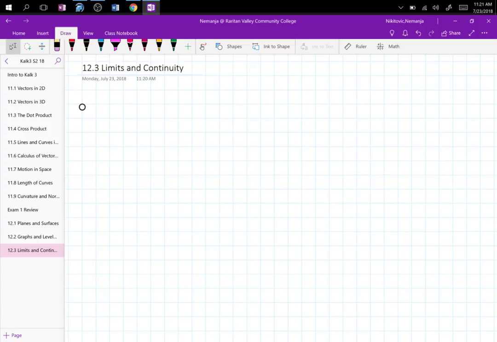Before we do any of the Calc 3 stuff, let's go back to Calc 1 and just see what the limit is, because we don't want any issues. Even though half of your Calc 2 was just taking limits. But do we actually know what it is?